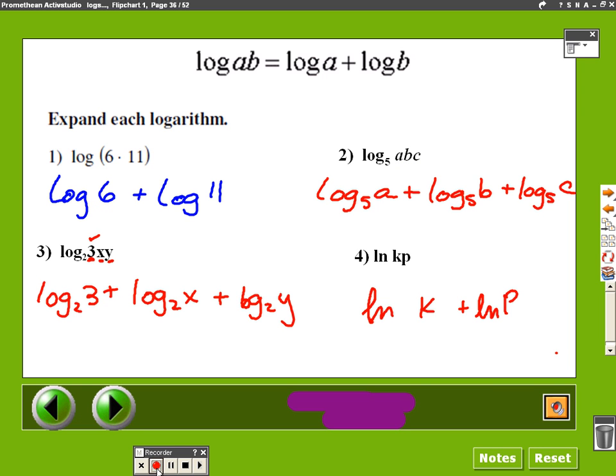You should have gotten this. So here we have log base 2, and we separate three separate pieces. Log base 2 of 3 plus log base 2 of x plus log base 2 of y. And that would be expanded. Right here, we start with a natural log, so we keep a natural log of k and natural log of p, and we're adding because it's multiplied. So we have to be careful: when things are multiplied together, we break them apart, expand them, and we are adding.